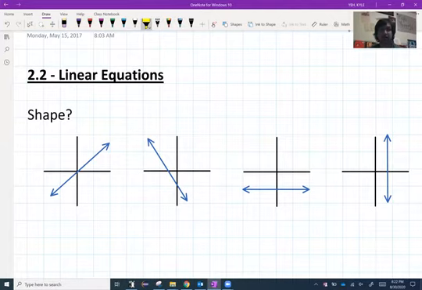Lesson 2.2 in our textbook deals with linear equations. When we start talking about this topic, the first thing I like to do is look at the word linear and highlight the root word present, those first four letters, L-I-N-E, line. This describes the shape of every linear equation.